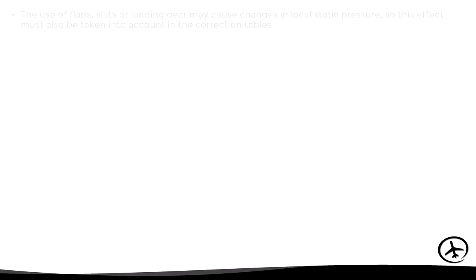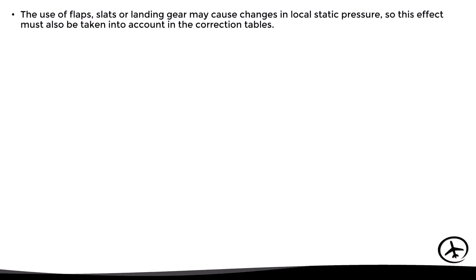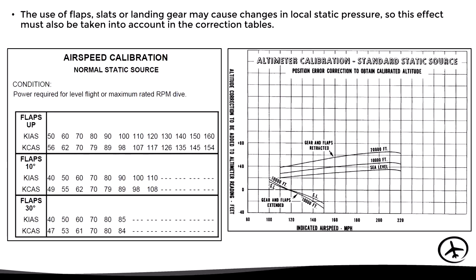Apart from this effect, the use of flaps, slats, landing gear, or other parts of the plane can also cause changes in the local static pressure, so this effect must also be taken into account in the correction tables. In this case we have a correction table for the airspeed indicator and another for the altimeter. Since, as we will remember, the static port provides information to the three instruments.